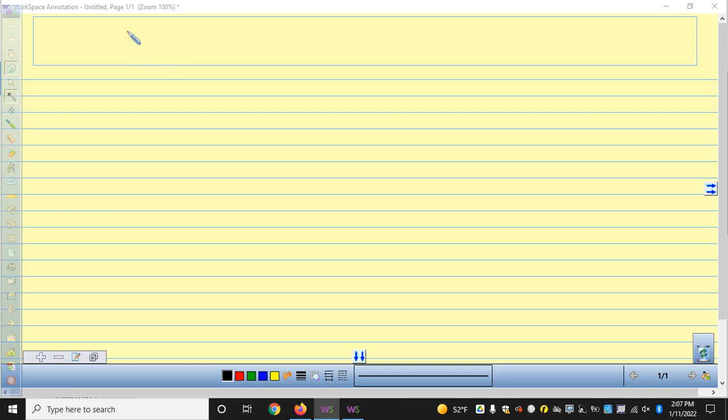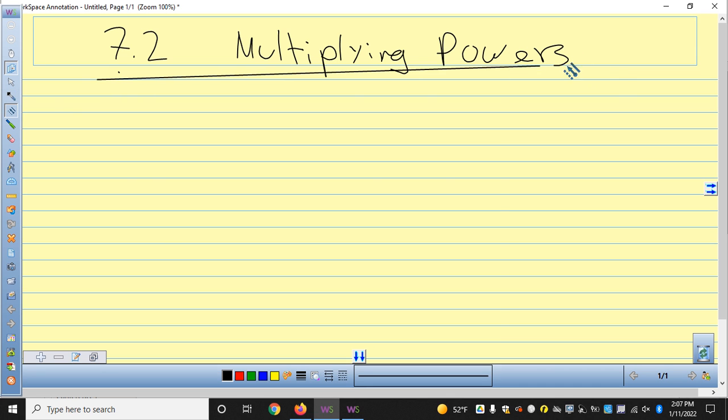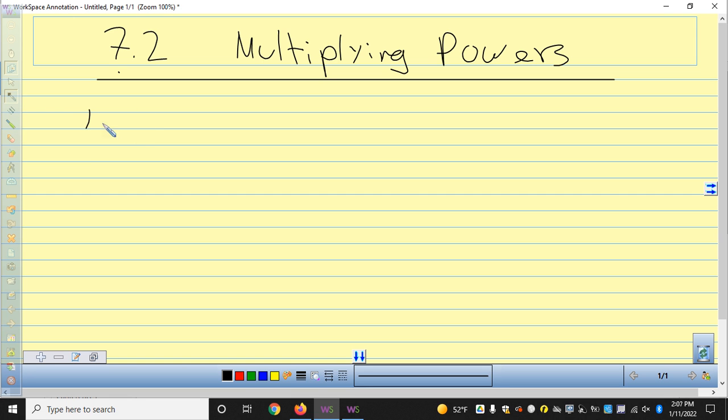Right, so we're in section 7.2 today. And we're going to talk about multiplying powers. And I want to start with an example. So we're going to build our rule based on what we see in a couple of examples that we do.